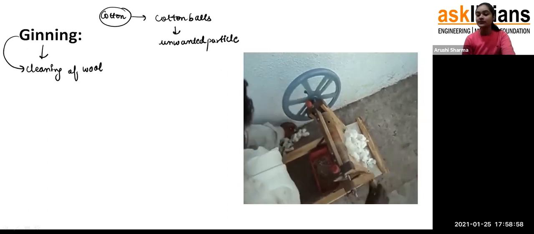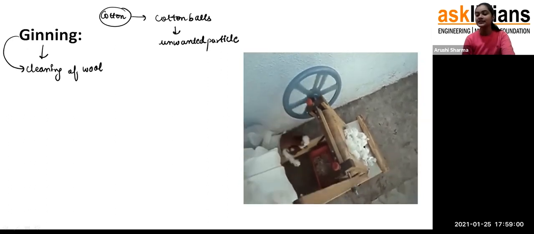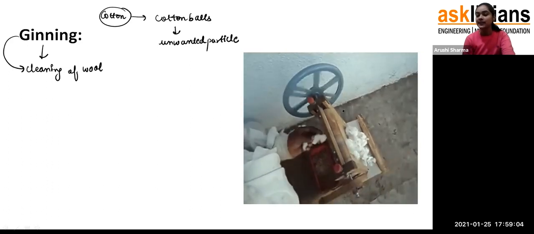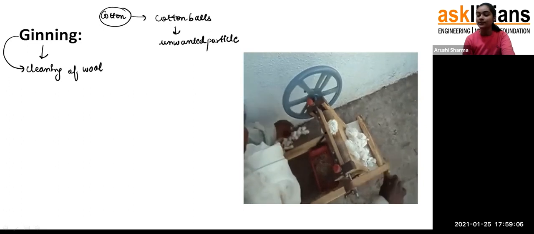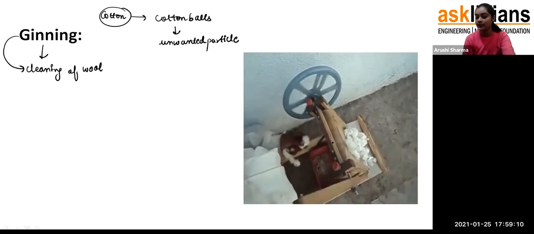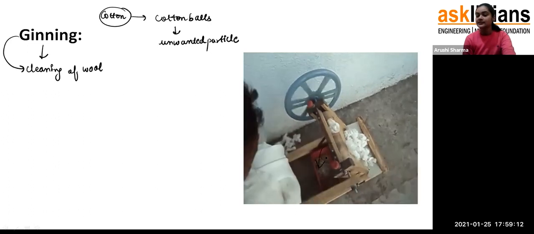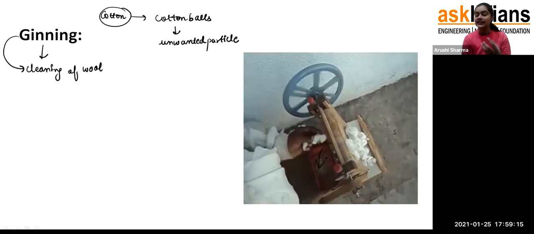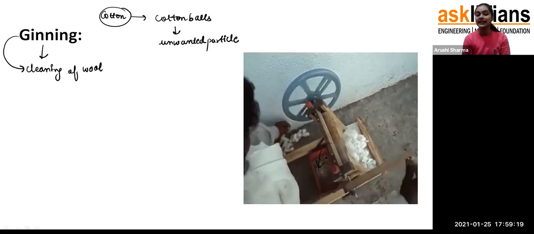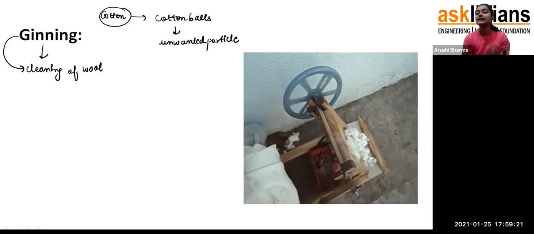Like in this picture, you can see that this man is using this machine and he is continuously rotating it, and you can see that he is applying some of the cotton over there and rotating it, and after that some of the seed particles are going down here. Exactly, you can see. So these are the unwanted seeds or the unwanted particles present in the cotton ball. So he is doing the ginning process, and we call it the cleaning of wool.